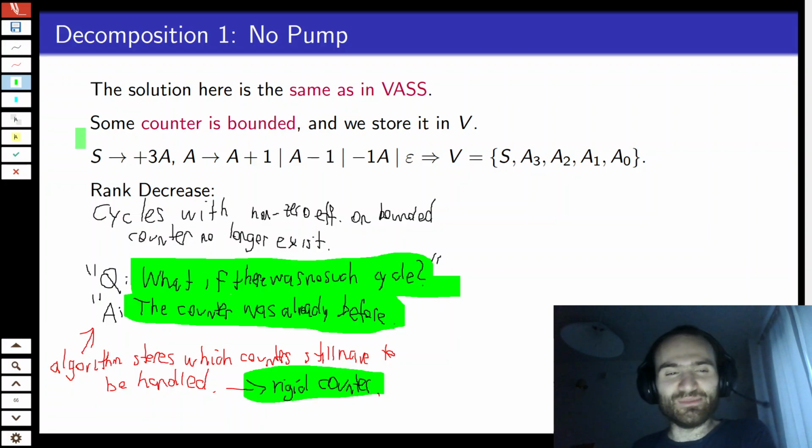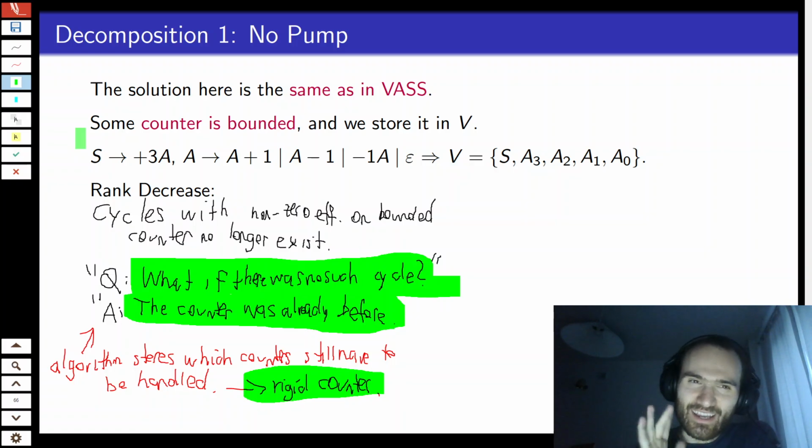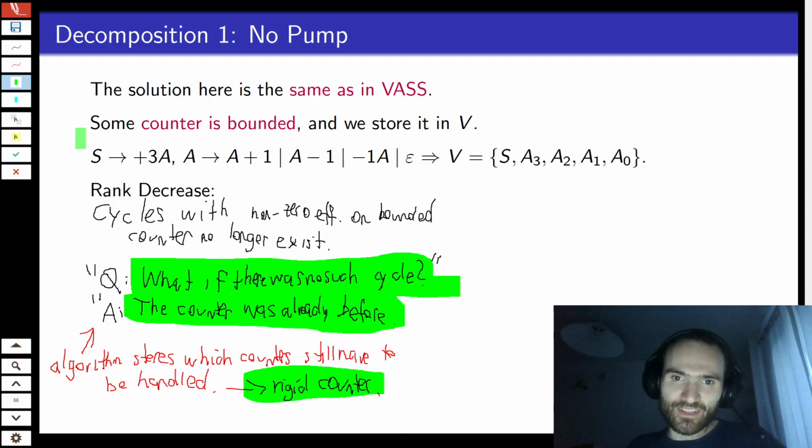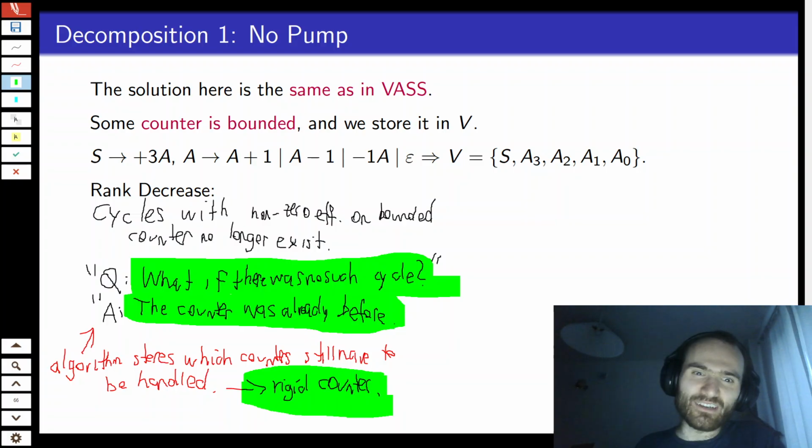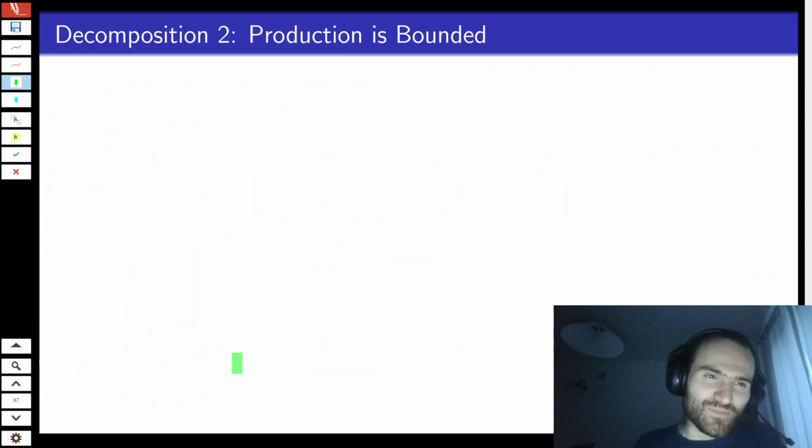And this is kind of what we're building here. But okay, I just try to give you the intuition. Same as in VASS, take a counter that is bounded, store it in your non-terminal. We have now removed non-zero cycles. But importantly, you have to remember which counters are rigid. Otherwise, if you try to remove the same counter again, you have not decreased the rank.